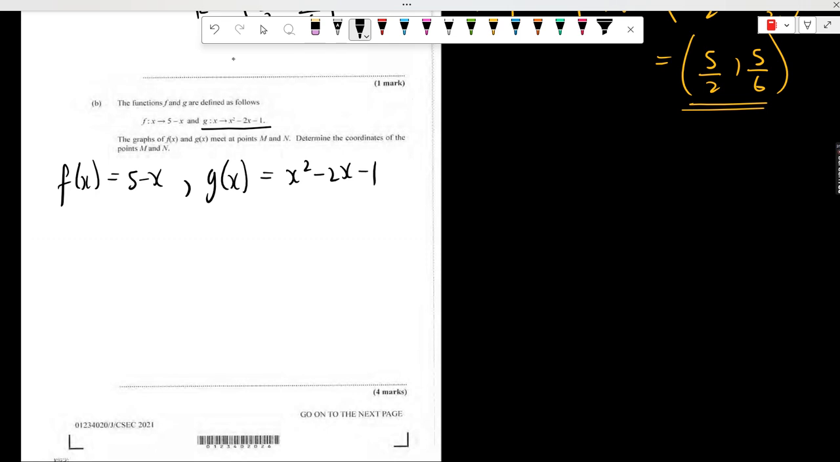So whenever you see those, you could automatically rewrite them using that notation. f of x equals 5 minus x, g of x equals x squared minus 2x minus 1. Now, the graphs of f of x and g of x meet at points M and N. Determine the coordinates of the points M and N. What are we really expected to do here? To find the coordinates of M and N.